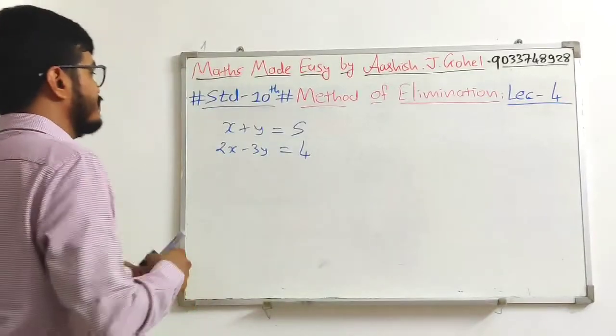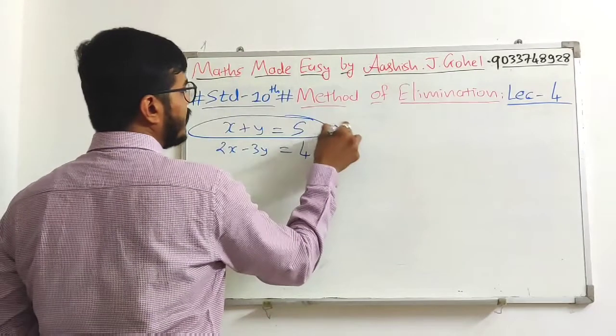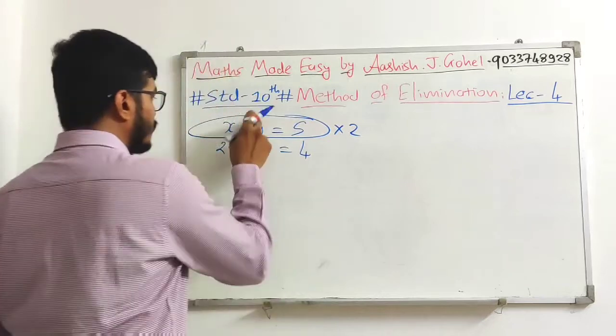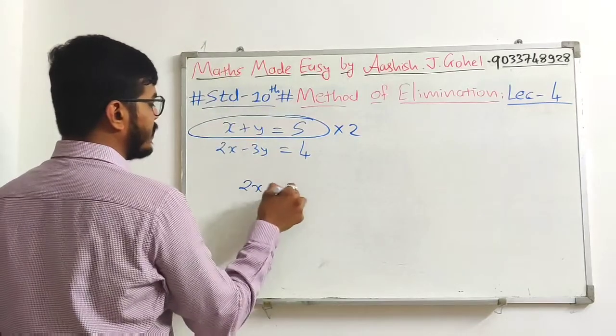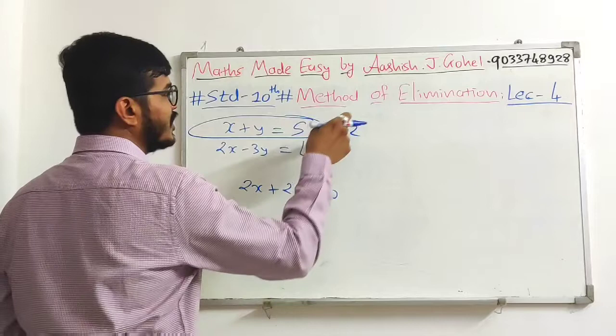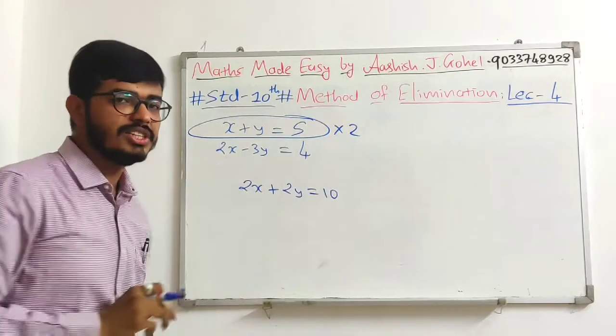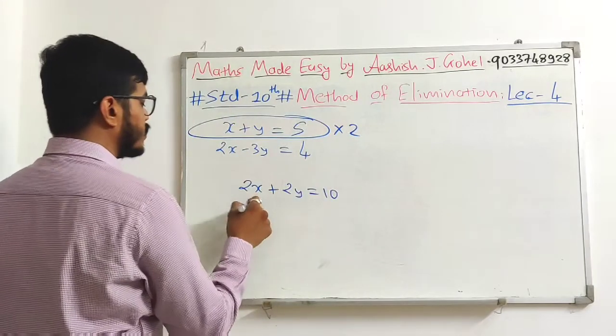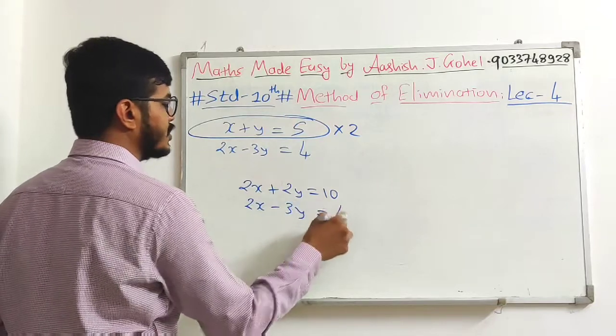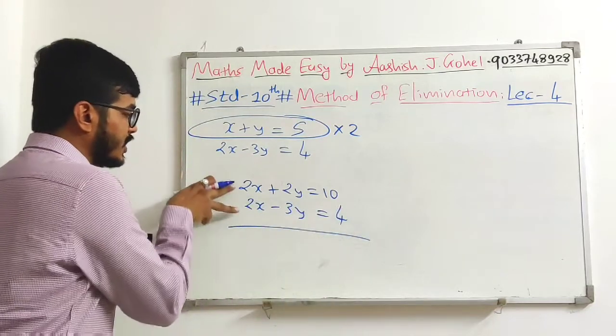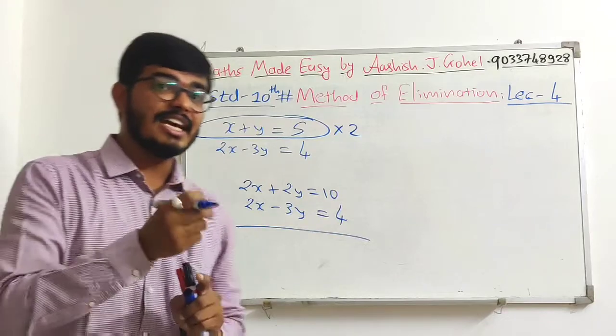Okay. So let us multiply this equation with 2. So what we will get? 2x plus 2y is equal to 10. You need to multiply 2 with each and every term of the equation. Now 2x minus 3y is equal to 4. Now here the coefficients are equal, signs are also equal.